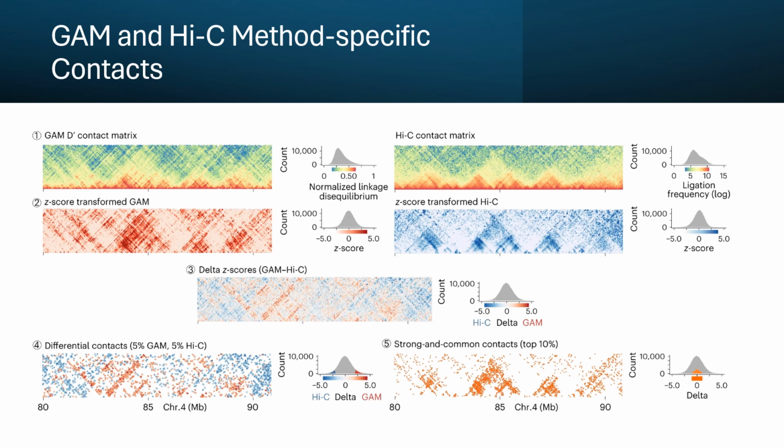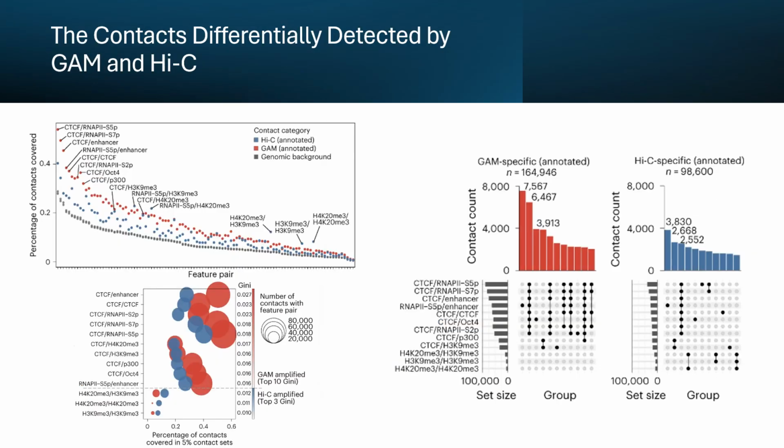That is, those for which the difference between the two metrics was greater than the 5% extreme defined by a fitted normal distribution. We refer to these most differential contacts as GAM-specific or Hi-C-specific. To assess whether the contacts differentially detected have important biological roles, we created a dataset of features including heterochromatin markers, transcription factors, RNA polymerase II, and transcription-related histone markers. We then counted the number of contacts in each category between each possible pair of features, and looked for feature pairs overrepresented or underrepresented in GAM-specific or Hi-C-specific contexts.